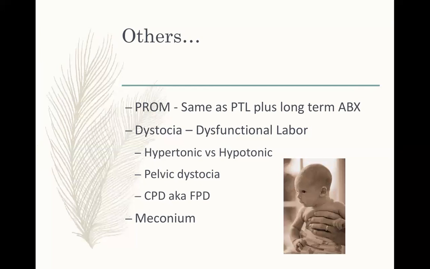Meconium. So the baby's first stool is called meconium. Meconium is sterile because remember, baby's gut is sterile, and it's very tarry. It's pretty much made up of just broken down red blood cells. And the problem with meconium is that if the baby has passed meconium, it's for one of two reasons.